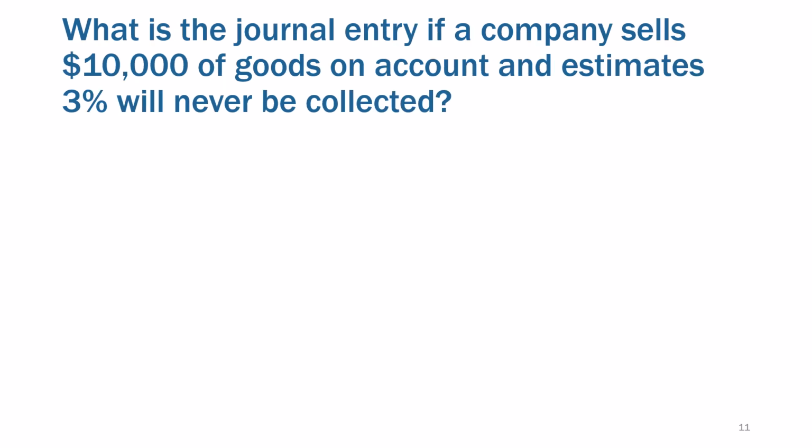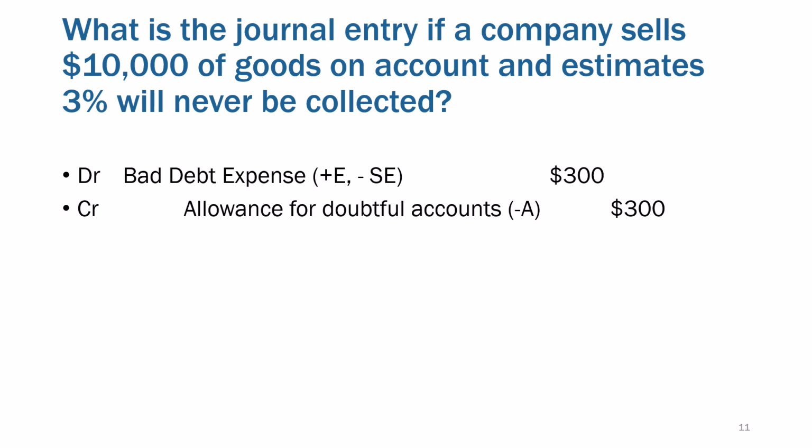Lesson number 5, what's the journal entry? If a company sells 10,000 of goods on account and estimates that 3% of that will never be collected, well, this is the percent credit sales method. You just multiply those together. 10,000 times 3%, you get bad debt expense and the allowance for doubtful accounts.